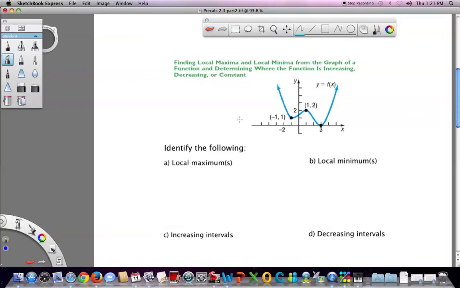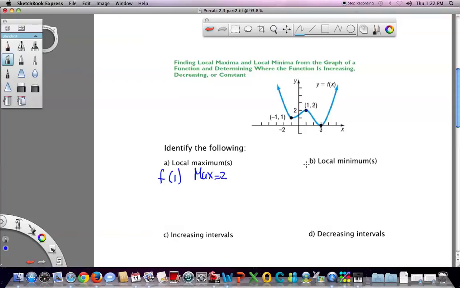So here's a graph, and we want to find a local maximum, or if there's more than one, you need to find all of them. Well, right here is a hump, and there's a top to that hump, so that is a local maximum. So there is a local maximum at f(1). That maximum is 2. Okay? Notice the graph goes from increasing to decreasing.